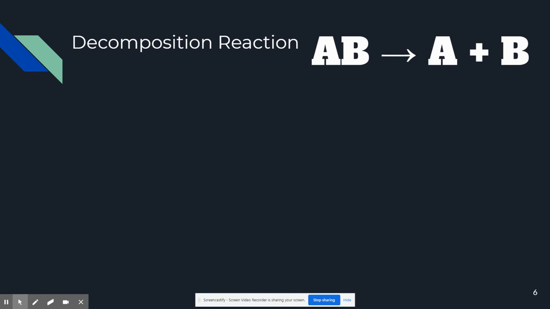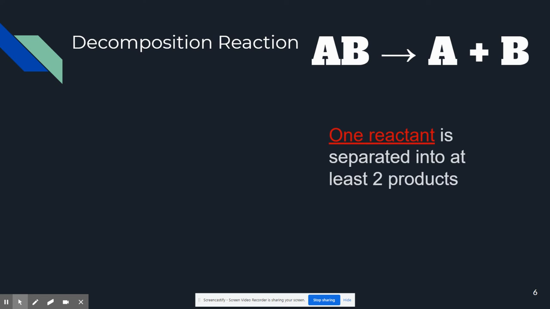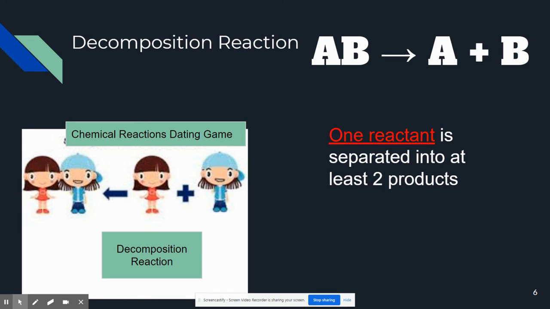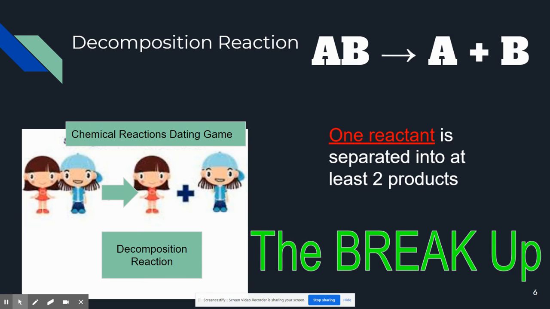The next one is a decomposition reaction. It is AB goes to A plus B. Well, it goes from one reactant to then 2 separate products. Okay, it's a decomposition. So when you look at the dating game, it is one couple goes to the 2 individual people. So it is the breakup. Ouch.